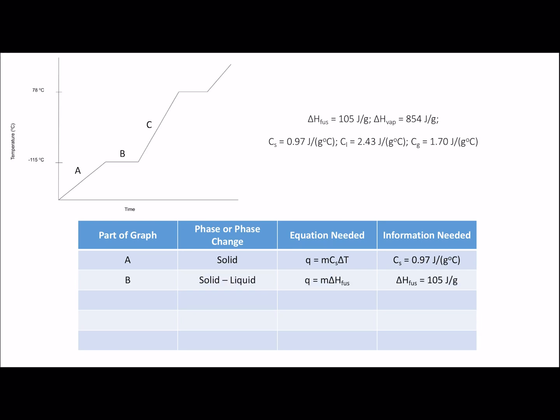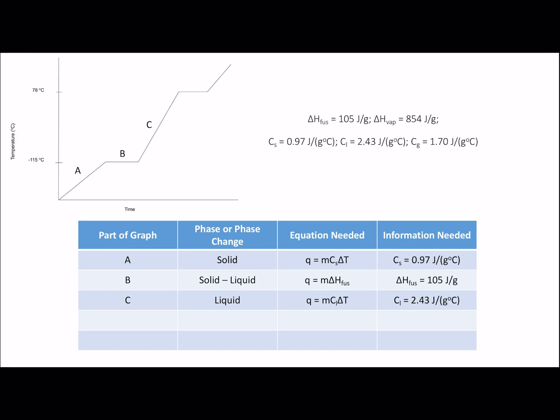Now the part of the graph I labeled C is where our sample is all liquid, and we're heating that liquid. So we go back to the same equation we used in A, Q equals mc delta T, but instead of the specific heat of a solid, we now have to use the specific heat of a liquid. They give that to us again as our needed information. Sometimes we can stop in the middle, but in this case, for our problem, we're going to keep going.